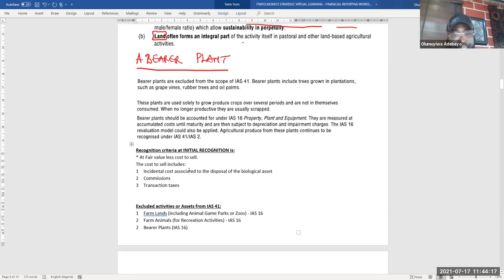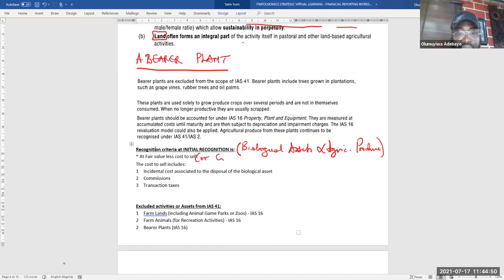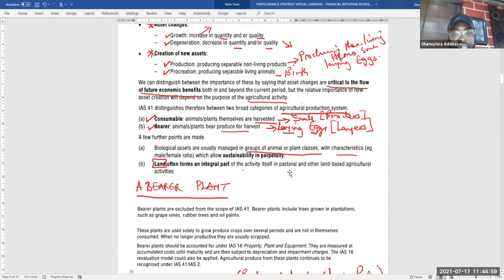Now, at recognition, biological assets are recognized, and agricultural produce are recognized at fair value, less cost to sell, which is simply cost of disposal, as the case may be. Okay, and that's what I've explained to you here.